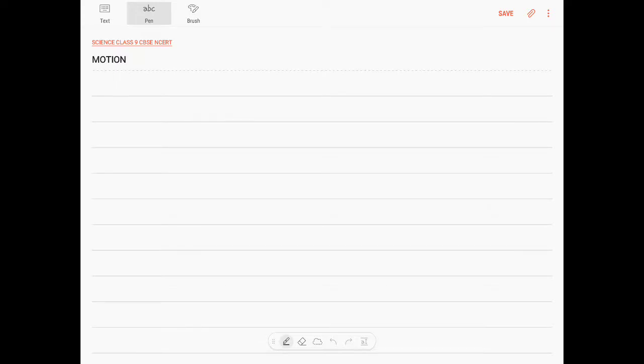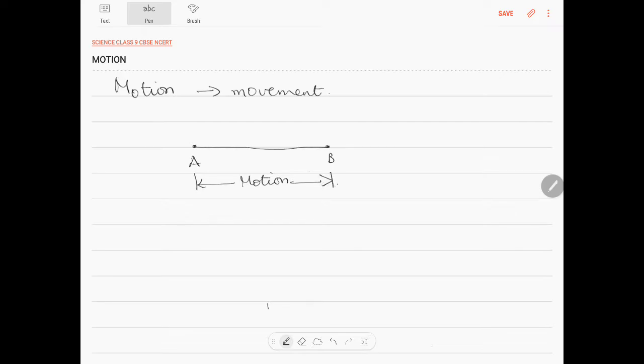Let's look into the topic motion. A body is said to be in motion when an object is in movement. Now let's take a point A. An object is traveling in a straight path and ends at a point B. Now here the body is said to be in motion from point A to point B.